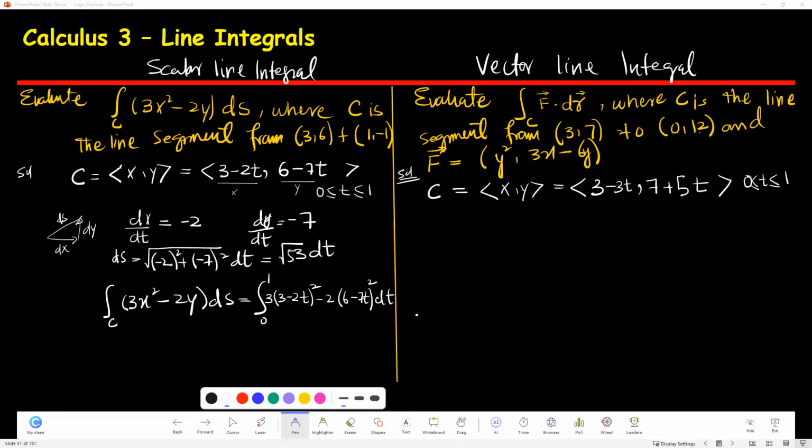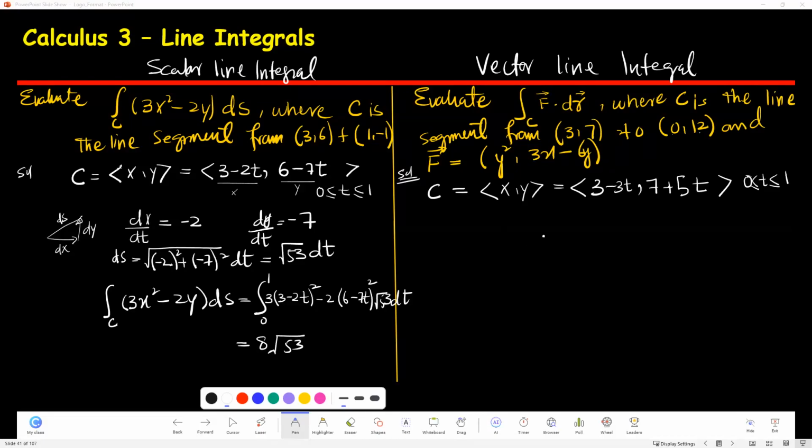Now if we solve this, I'm not done yet, I have to put the square root of 53, so I'm going to be removing this. It's going to be 53 dt. If you solve this, I mean, you open the parentheses and solve it, you're going to get some answer, and that is my line integral. This is my line integral for this particular function.